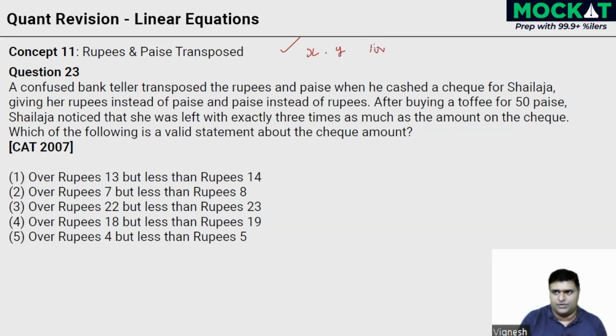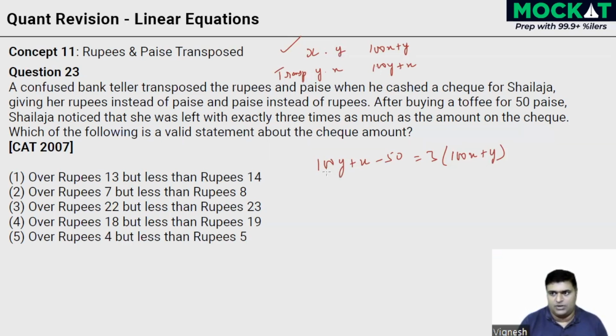So the correct amount is going to be 100x plus y in paise. The transposed amount, right, is going to be y dot x. So it's 100y plus x. That's the transposed amount. The transposed was what was given out. From 100y plus x, 50 paise was spent, right? And what Shailaja noted was exactly 3 times what 100x, the correct amount, was.